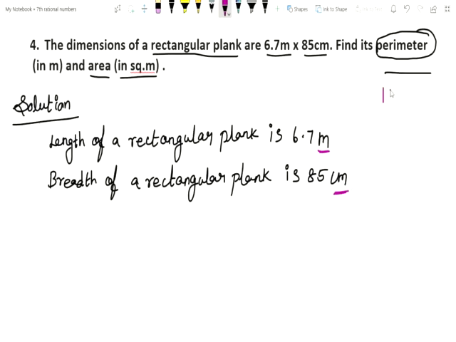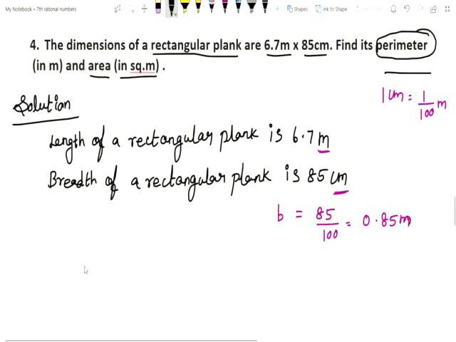You know that 1 centimeter equal to 1 by 100 meter. So here 85 centimeter is given. How to convert this? 85 by 100. So divide by 100. We have to keep 2 decimals. So 0.85 meter. Okay. So breadth equal to 0.85 meter. Next we need to find out perimeter.